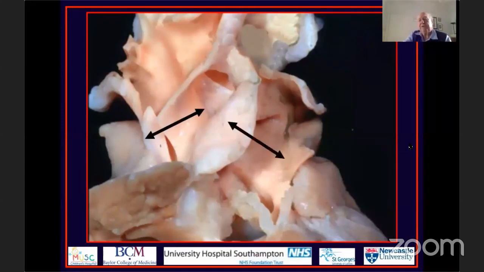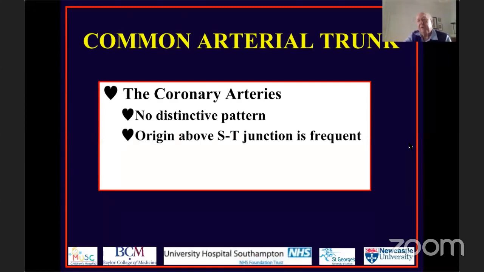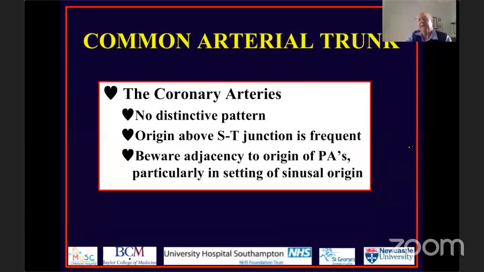The aortic component of the trunk is more or less the same size as the pulmonary component of the trunk. And here we have persistence of the arterial duct. But that is unusual unless it is part of an obligate circulation. The coronary arteries are important. There is no distinctive pattern, but frequently they take an origin above the sinotubular junction.